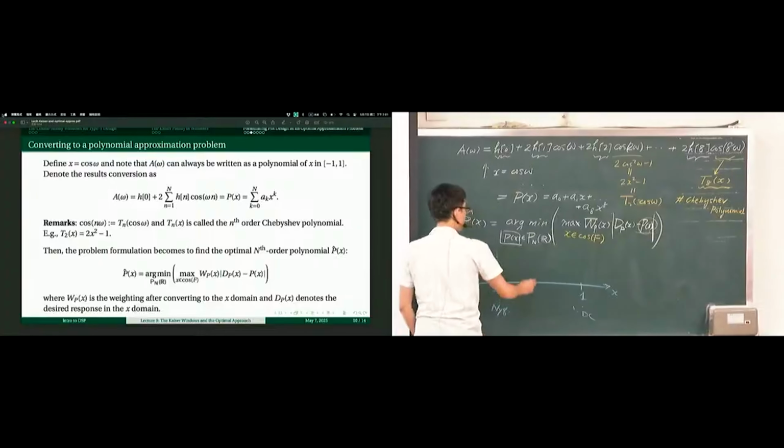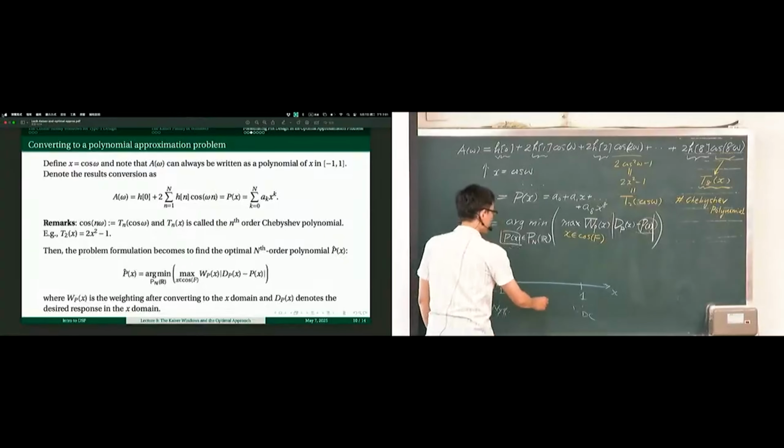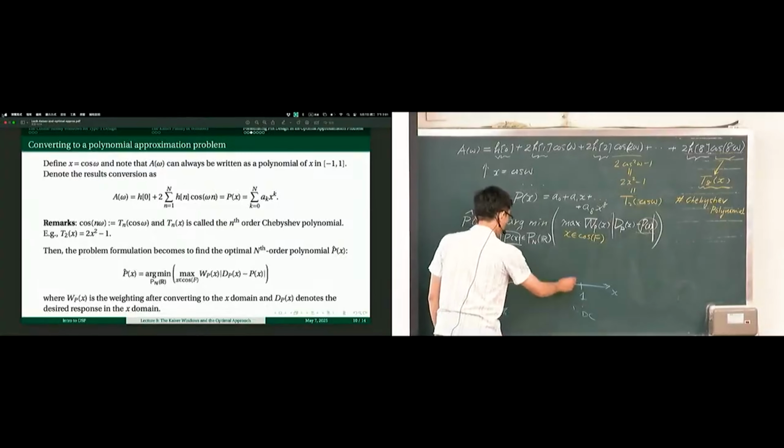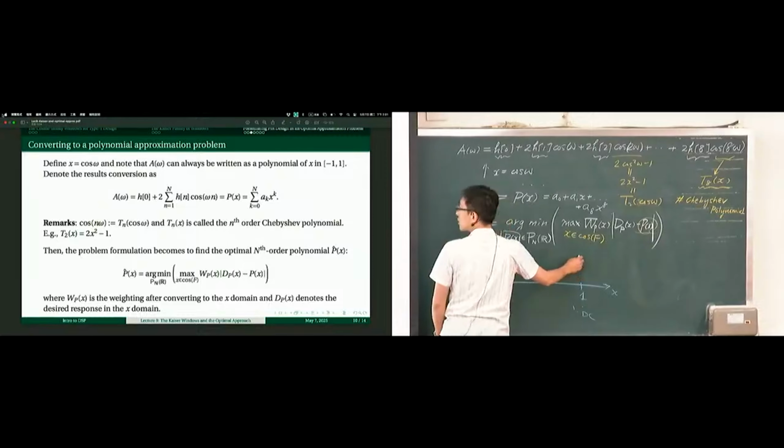But now, when you have the desired response, the desired response is still there. The desired response is a low pass band with a gain of 3. Is this 3?